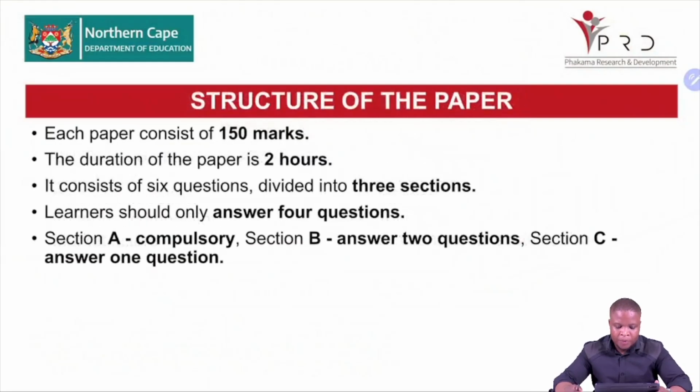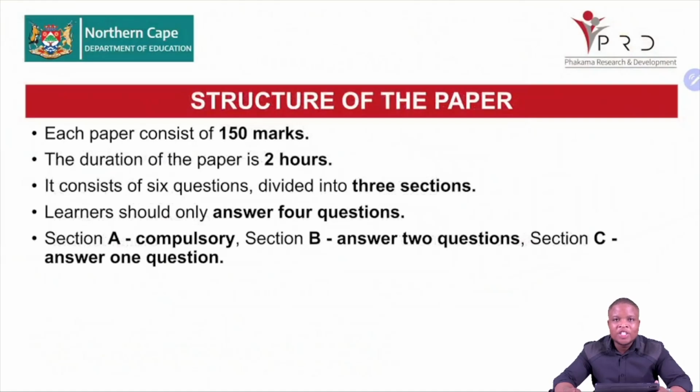Your paper, this is the structure of your paper. Both paper 1 and paper 2 are out of 150, making it 300. So that 300 is going to contribute 75% of your final mark at the end of the year. The duration of each paper is 2 hours. The paper consists of 6 questions. Out of the 6 questions, you need to answer only 4.